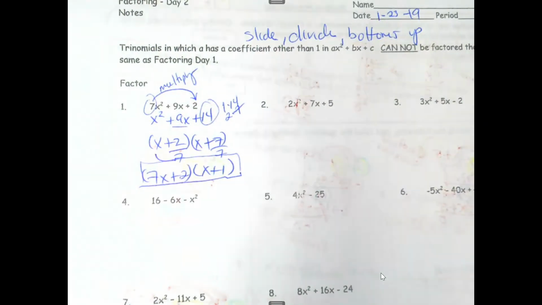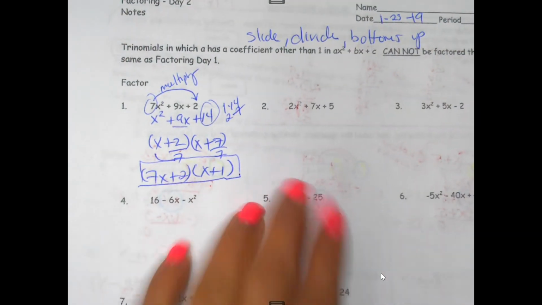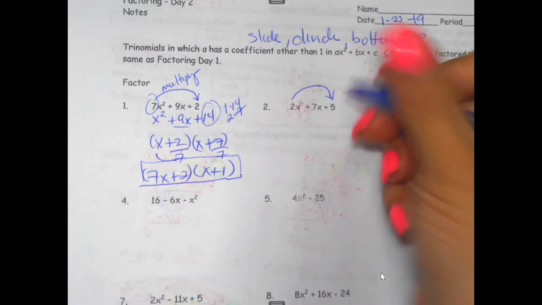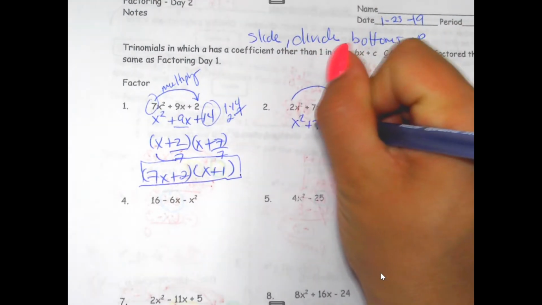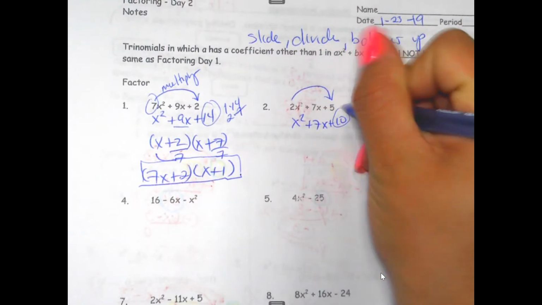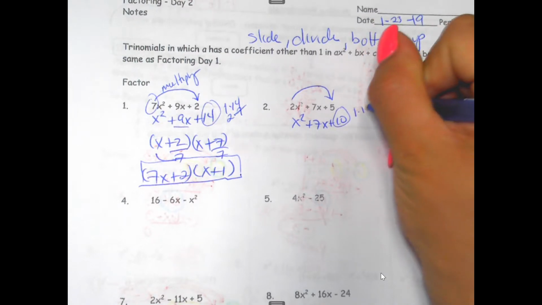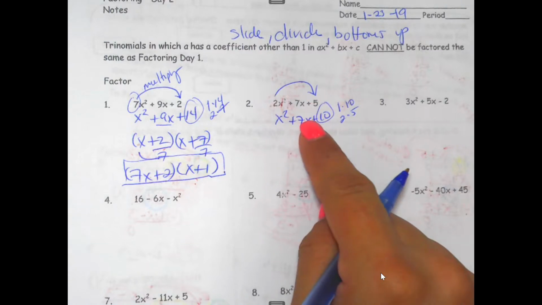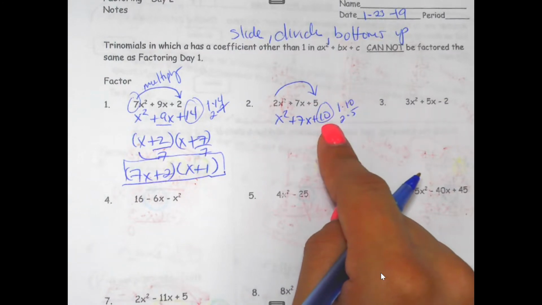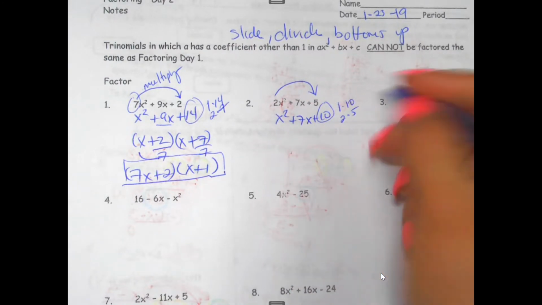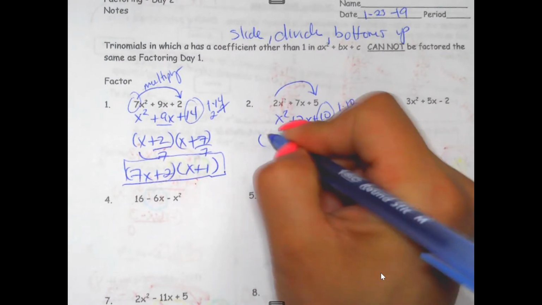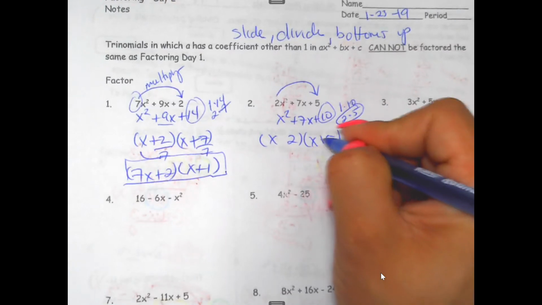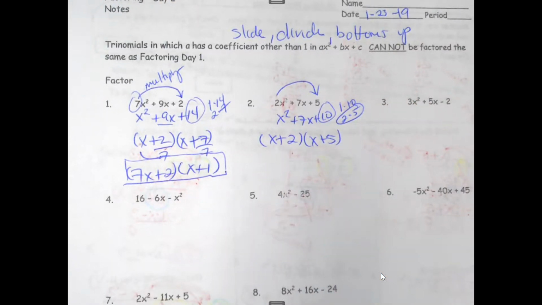Okay. Let's go ahead and do it again. 2 times 5, that's slide. That's 10. Factors of 10: 1 and 10, 2 and 5. Because it's a positive 10, we need the one that adds to give me the middle term, 7. So 2 and 5. Since they're all positive, I don't have to worry about the signs.